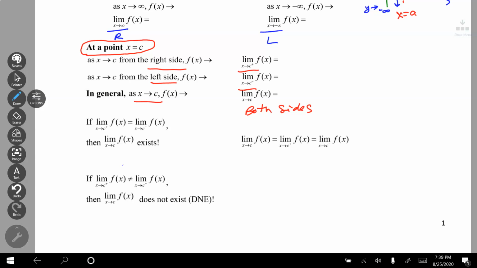So if something has a limit, that means the right side has to equal the left side. That means the limit will exist. So if the right side equals the left side, we do have a limit in general. But if the right side does not equal the left side, so let's say we have a graph that looks something like this, you could see the left side and the right side of the graph are not meeting together at one specific point. That's when we say the limit does not exist. Let's do some examples on the next page.